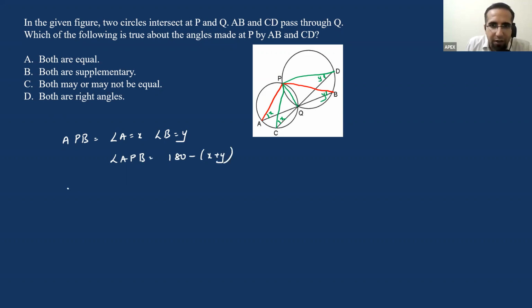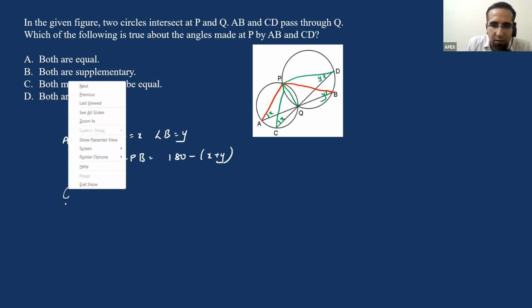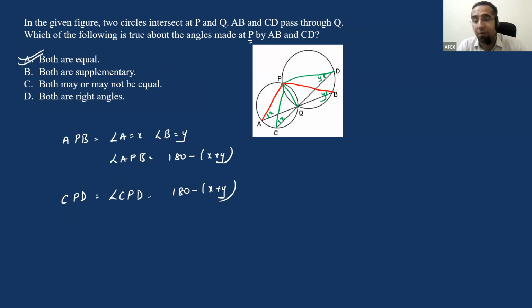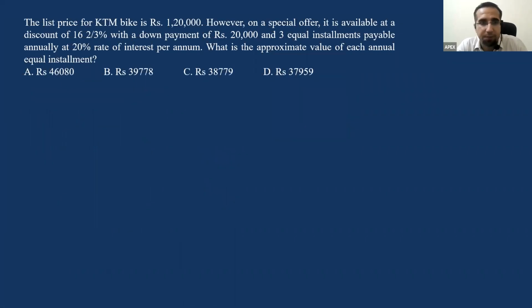Similarly, if you look at the triangle CPD, same thing happens. Angle CPD is equal to 180 minus of X plus Y. So I can say that both the angles made on the circle at P are equal, and therefore your answer here becomes both of them are equal. So it seemed a very weird diagram, but not a very difficult question. Once we enter into it, things should be pretty easy to solve.